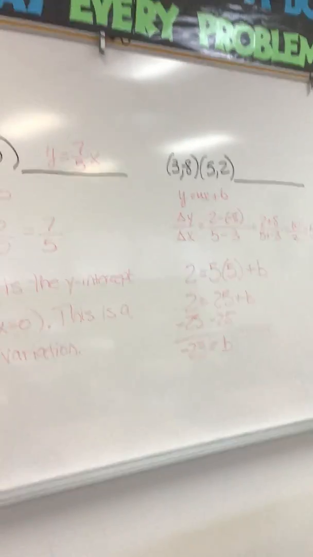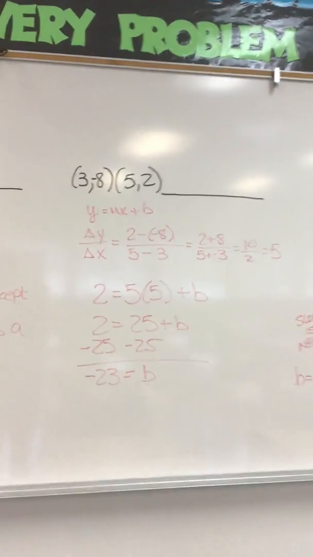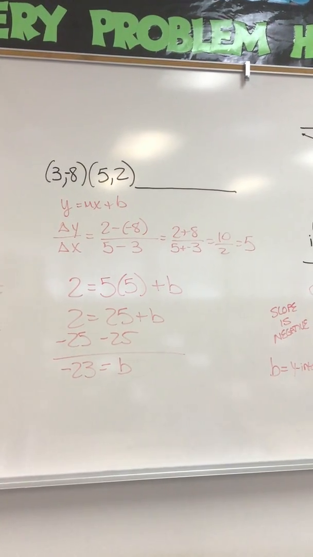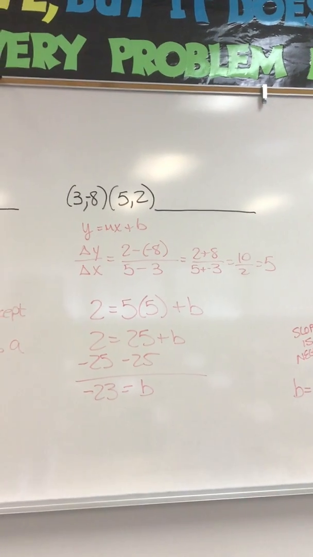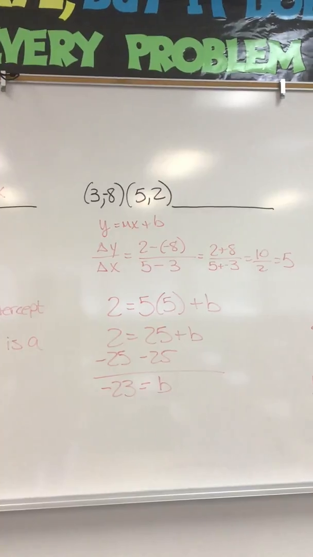The last of these, we have (3, -8) and (5, 2). So we are going to have y equals mx plus b. We're going to go 2 minus negative 8 is 2 plus 8. 5 minus 3 is 5 plus negative 3. So 10 over 2 is 5.